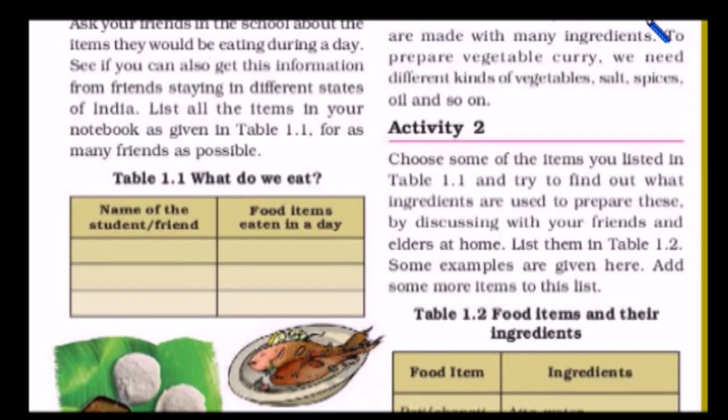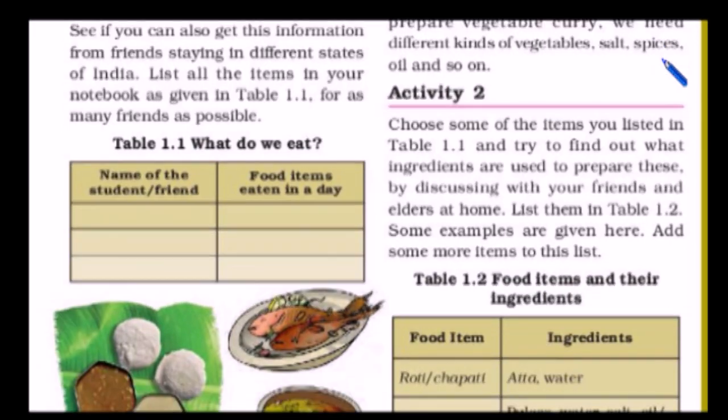On the other hand, some food items are made with many ingredients. To prepare vegetable curry, we need different kinds of vegetables, salt, spices, oil, and so on.